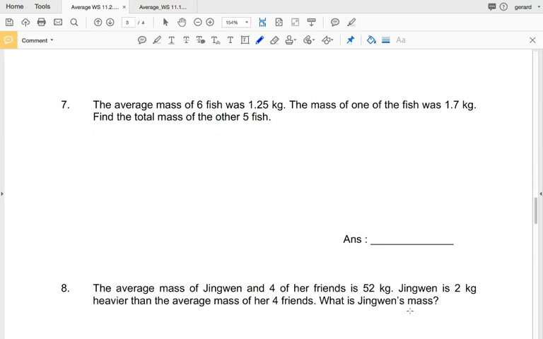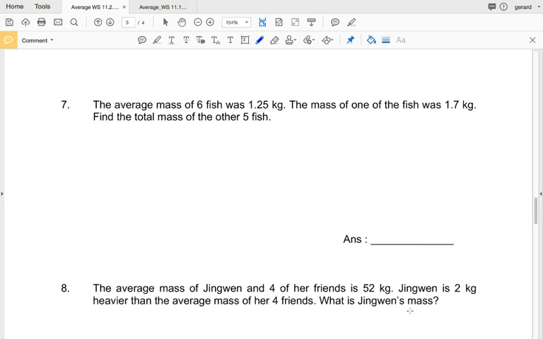Average mass of 6 fish was 1.25 kg. Mass of one of the fish was 1.7 kg. Find the total mass of the other 5 fishes. Here there's a spelling error, fishes. See, I'm so distracted by the English error. Okay, never mind, let's get back to the question.